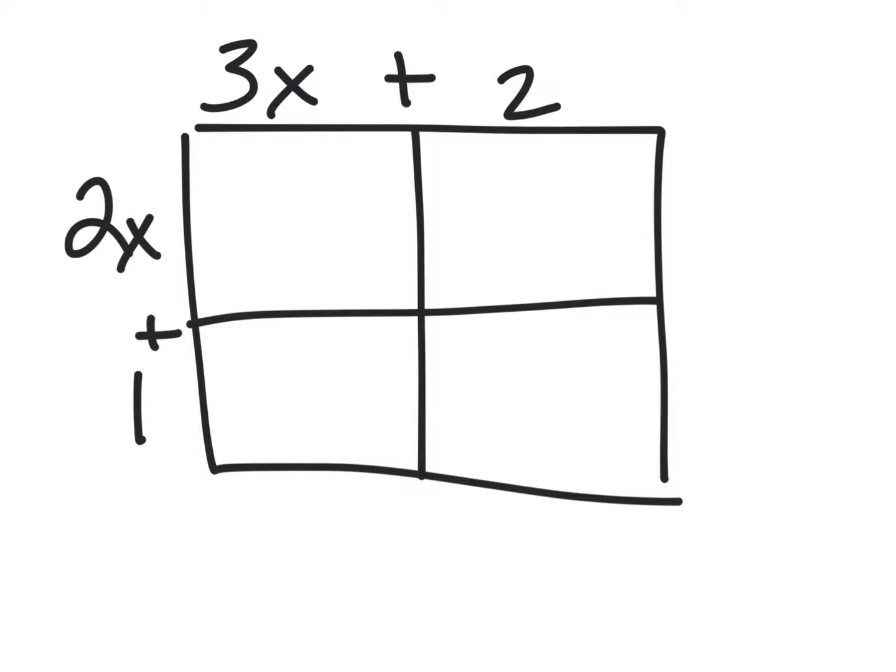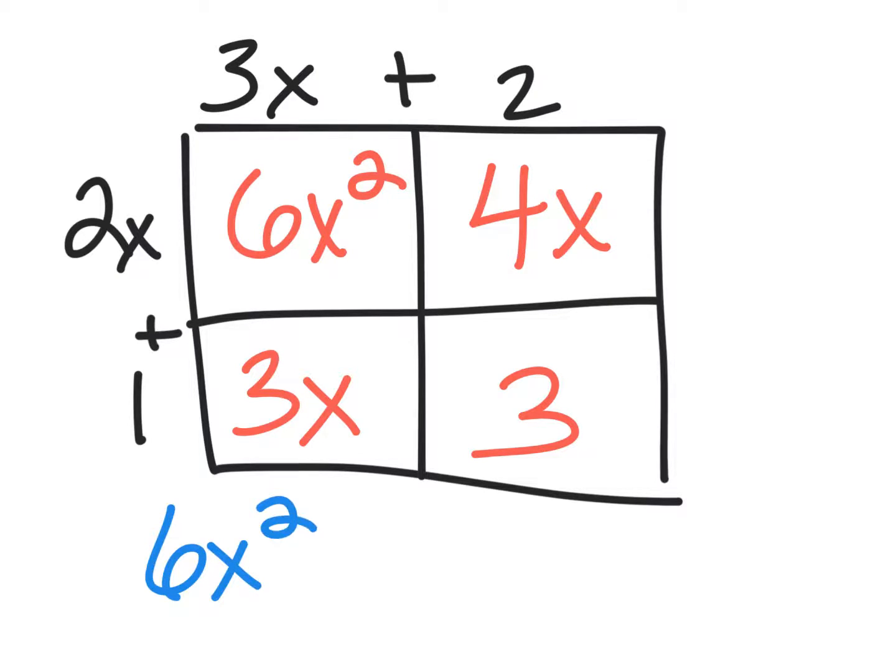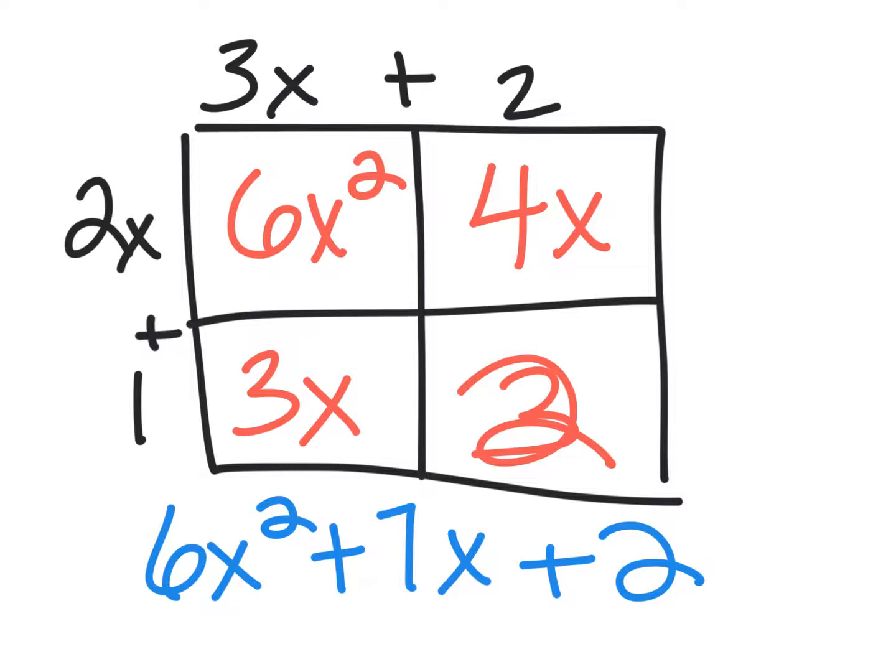All right, so here's my generic rectangle. And 2x times 3x squared is going to give me 6x squared. 2x times 2 is going to give me 4x. 1 times 3x is going to give me 3x, and 1 times 2 is going to give me 3. So when we write the sum, we would get 6x squared plus 7x plus 2. Sorry, that was not a 3. This was a 2. 1 times 2 is 2. So we did get the expression we started with.